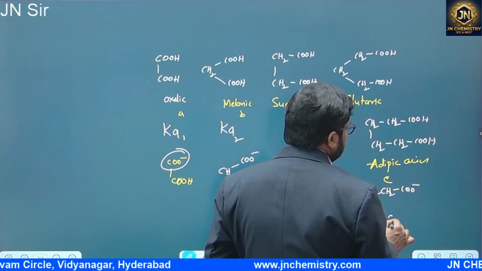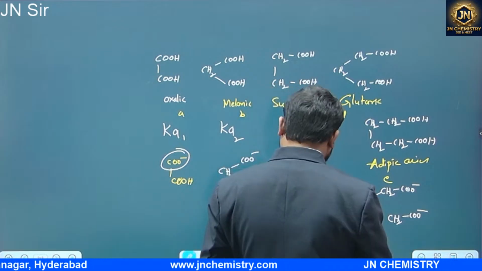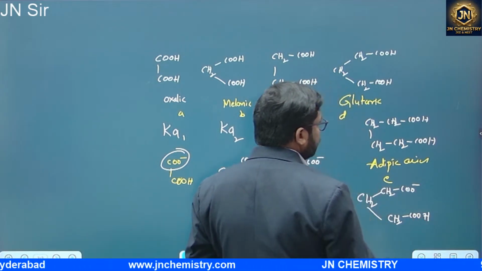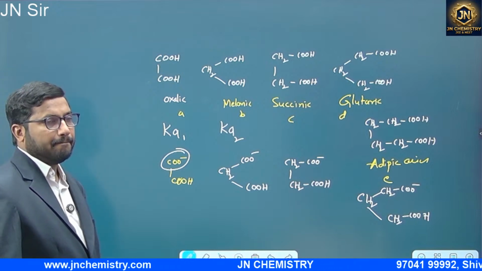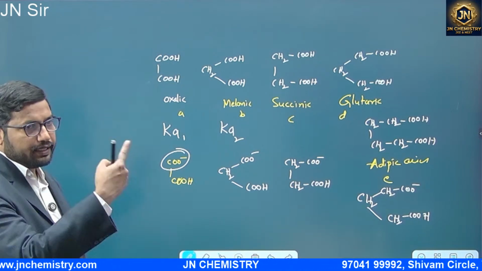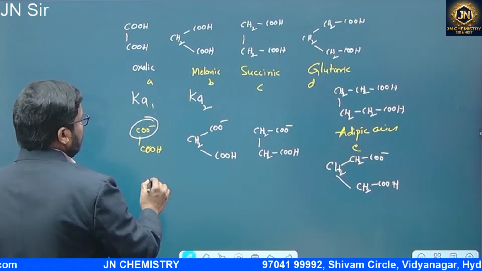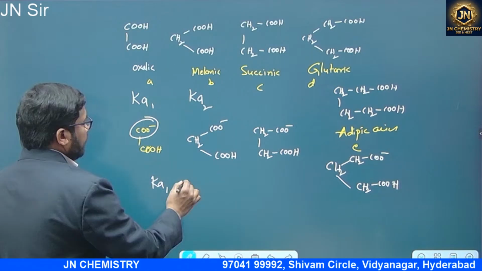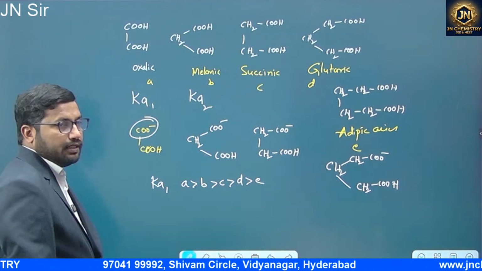Distance is increasing, better for acidic nature, right? Should be close. Which one would be better? The less group should be far away. So what happens to the order? The Ka1 order is A, B, C, D, E. Okay?